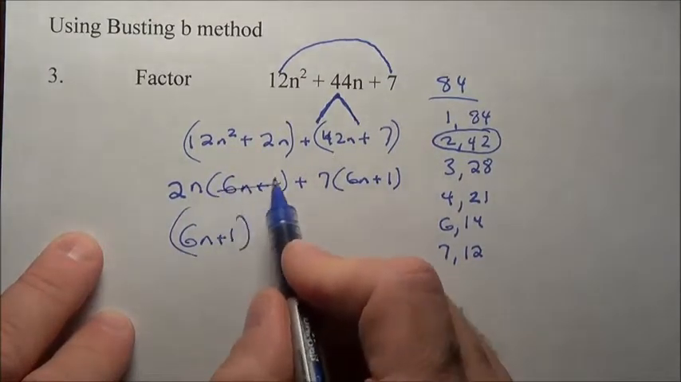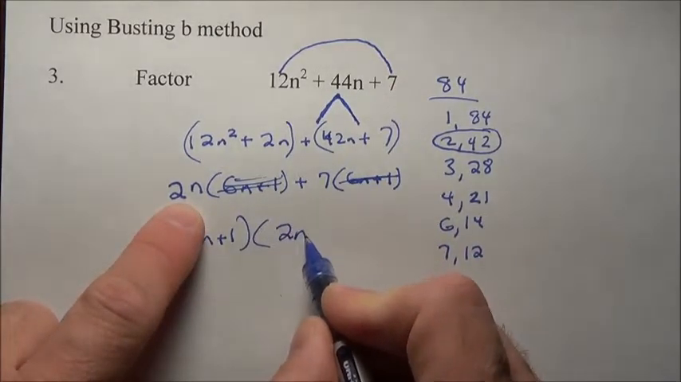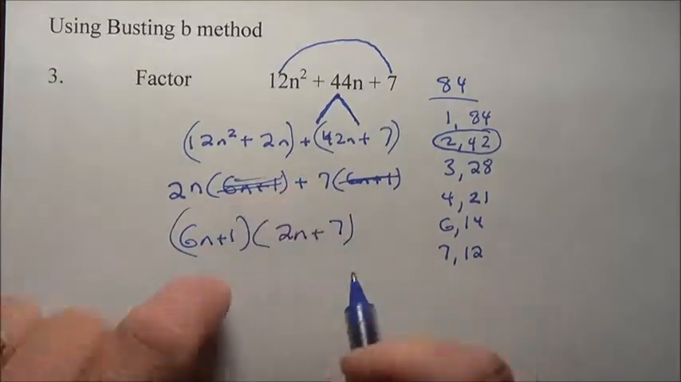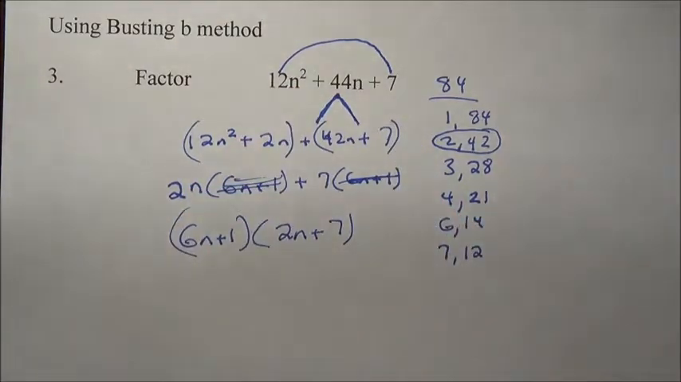So you brought it out front, and what'd you left behind with? 2n plus the 7. And this binomial times this binomial will create that trinomial up top. This is the busting B method for factoring this into 2 binomials.